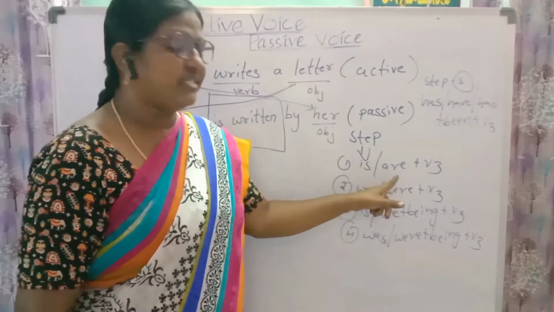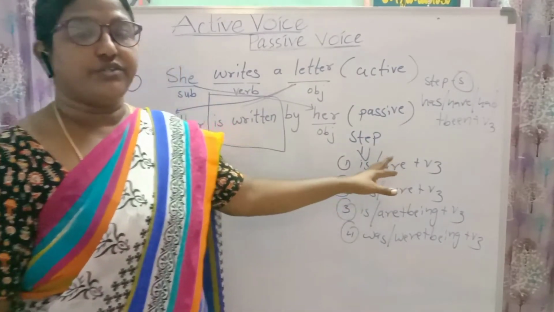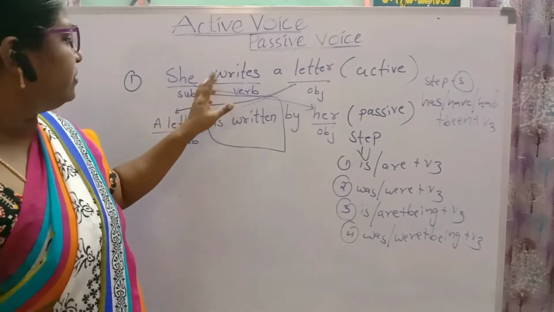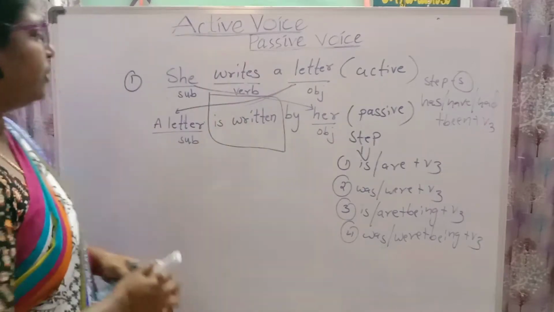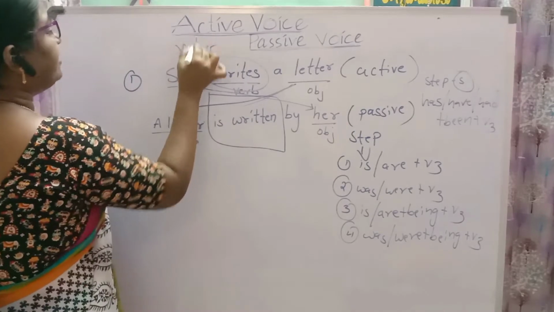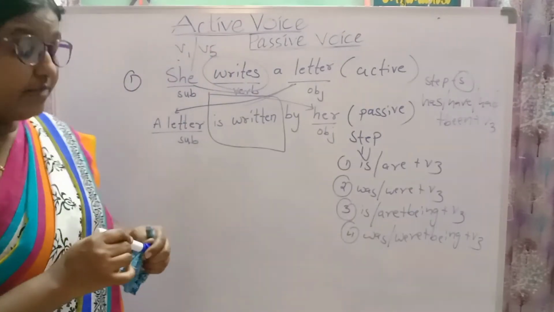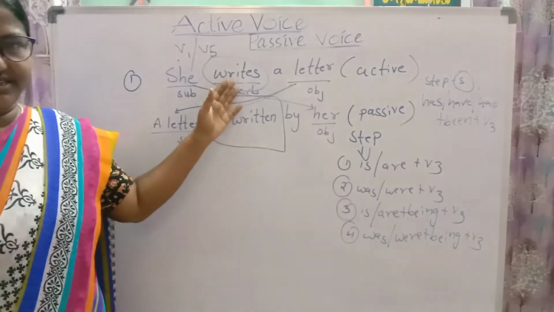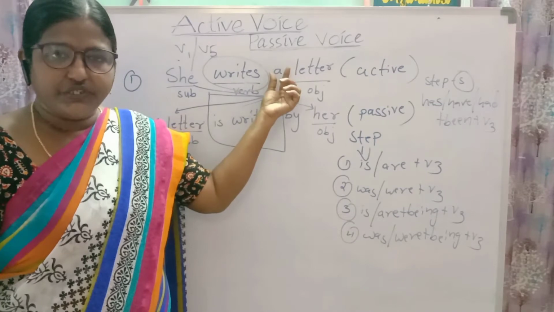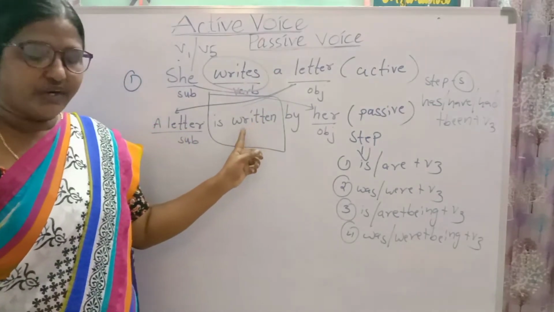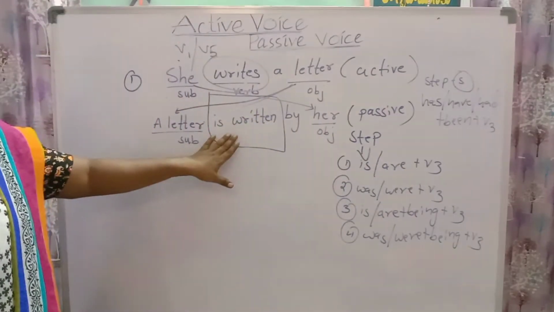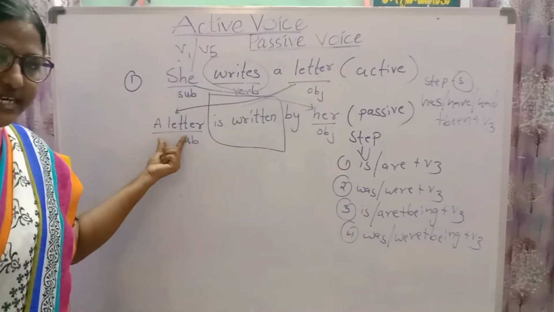Where to use is and are? Is and are are used with the simple present. The sentence is, she writes a letter. The verb is in V1, V5 form. All V1, V5 form verbs come under simple present. So this sentence is in simple present. When we are changing a sentence which is in simple present into passive voice, we need to follow step 1, is, are plus V3. Here we can see that a letter, the object, becomes the subject.